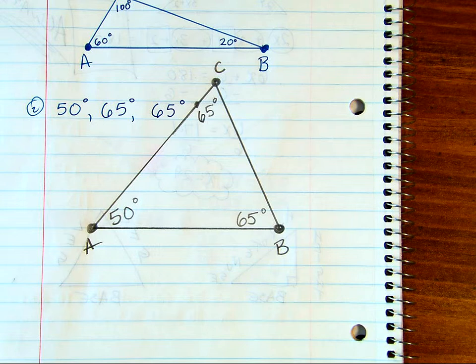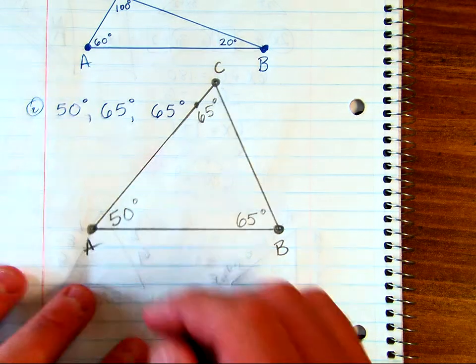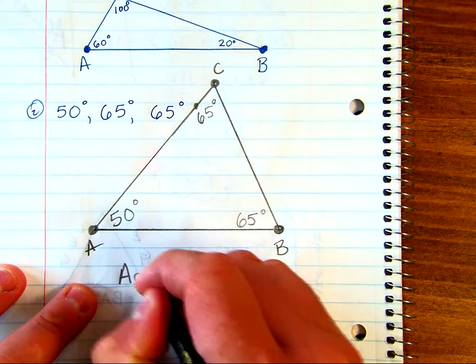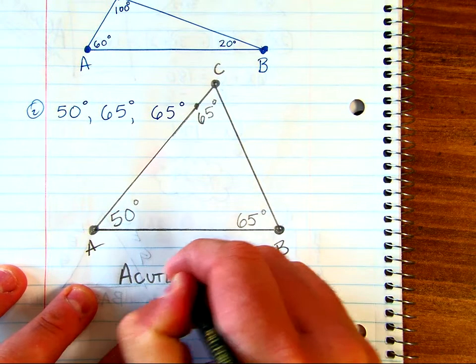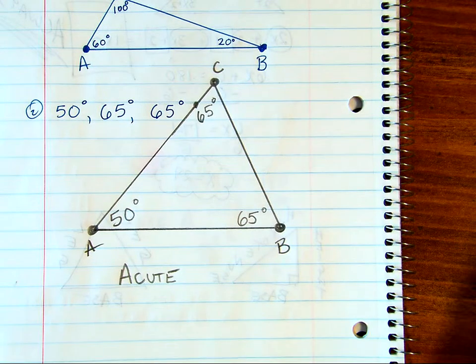Kate? We don't know if it's equilateral or not. Adriana? We don't know yet. Nick? Christian? It's definitely acute. And now let's see if it's equilateral, isosceles, or scalene. Use your ruler.